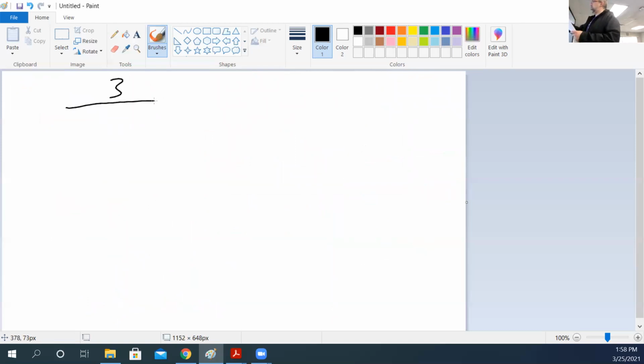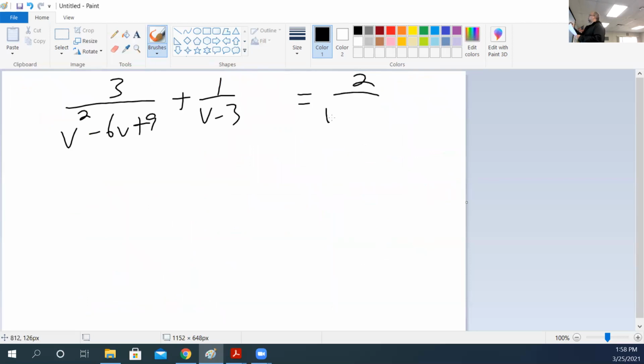All right, let's try this one. V squared minus 6v plus 9. Oh, we're going to use those steps again. Plus 1 over v minus 3 equals 2 over v squared minus 6v plus 9. Okay. So, like I said, we're going to use those steps. We've got 3 terms and a squared value, so we're going to use those factoring trinomial steps.